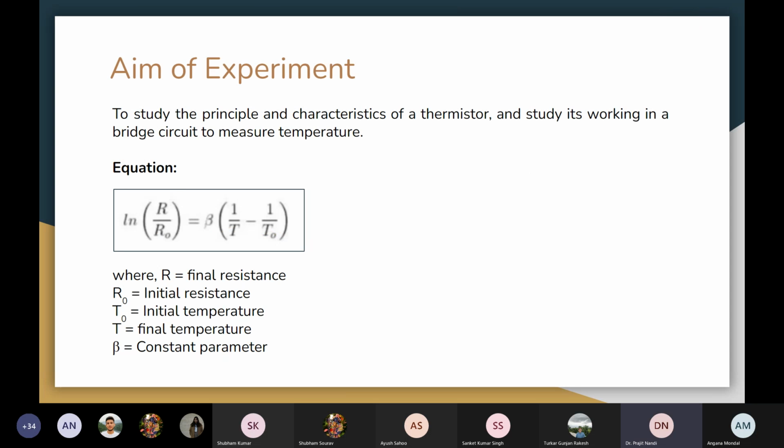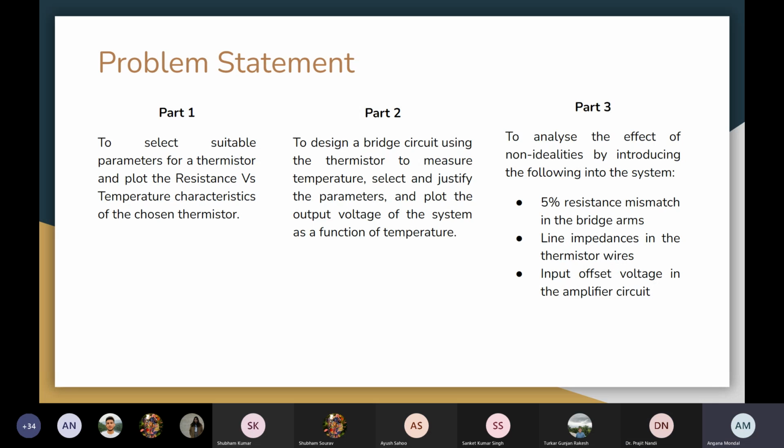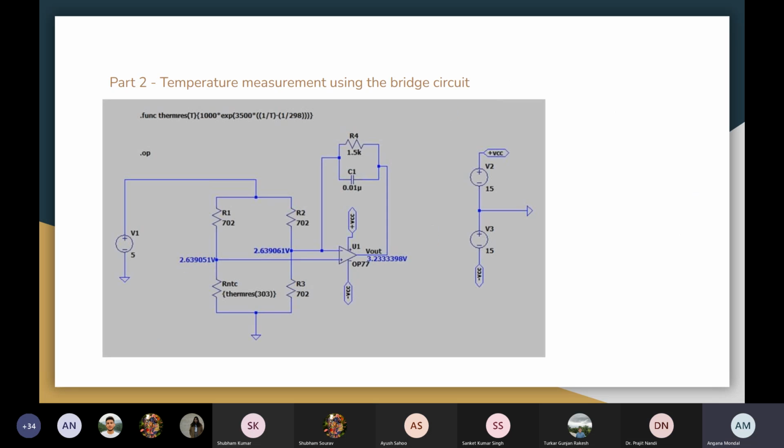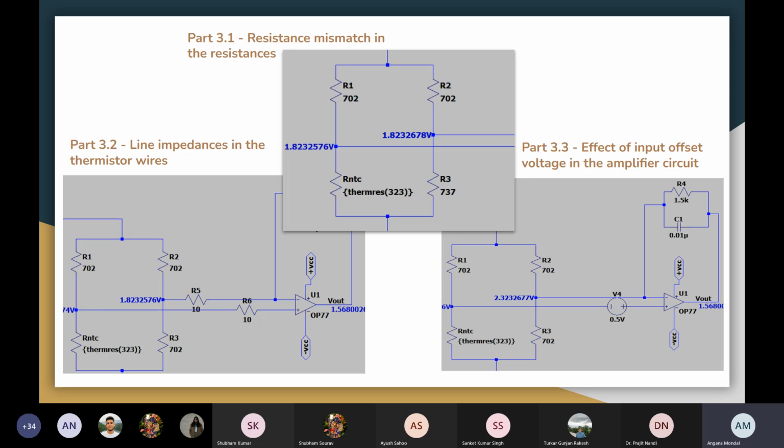This is fine. Go to the next page. Yes, sir. These are just the problem statements. Okay, go down. This is also fine. Next page. Okay, sir. These are just the setup of the simulation for all the three parts.